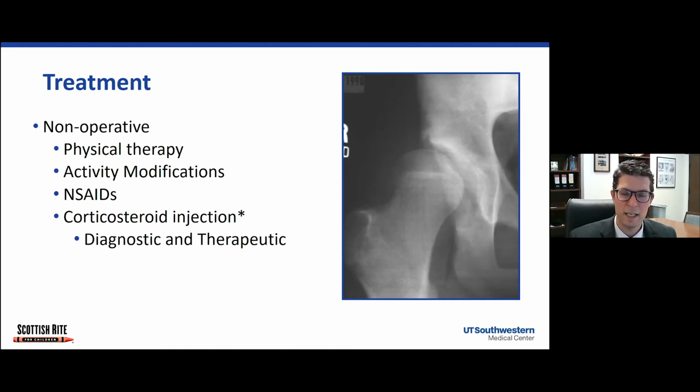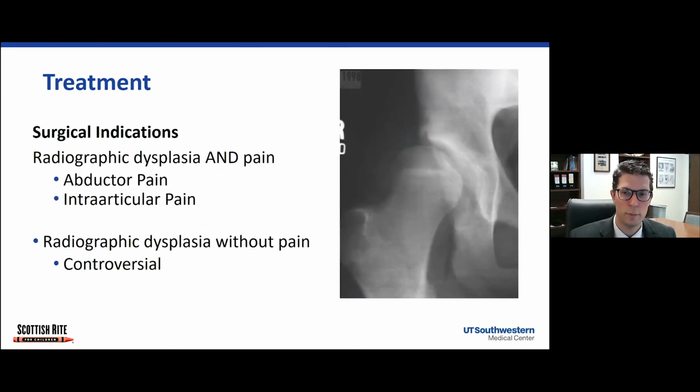But if a patient has an atypical presentation and we're not sure if the pain is truly coming from their dysplasia or intra-articular pathology, by injecting corticosteroid with numbing medication, if we address their pain, we have diagnostic utility there. We know that the pain was coming from the hip joint. And then the therapeutic aspect from the corticosteroid of trying to turn that inflammation down. Not something we do in all cases, but a tool in our tool belt.